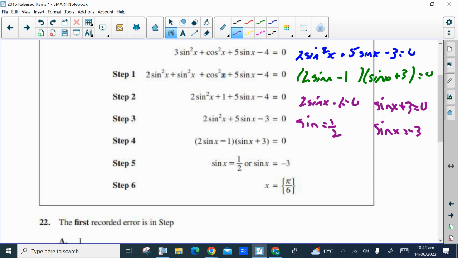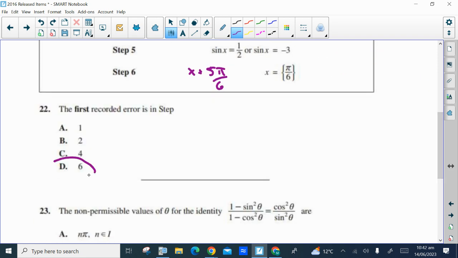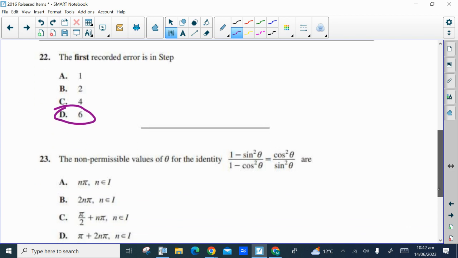So that leaves us with only step 6 being wrong, because there are two places where the sine of x equals positive a half. Pi on 6 is one of them, but the other one would be in the second quadrant, which is 5 pi on 6 as well. So step 6 is where the error was made. They only gave the answer in the first quadrant where there was a second answer in the second quadrant.